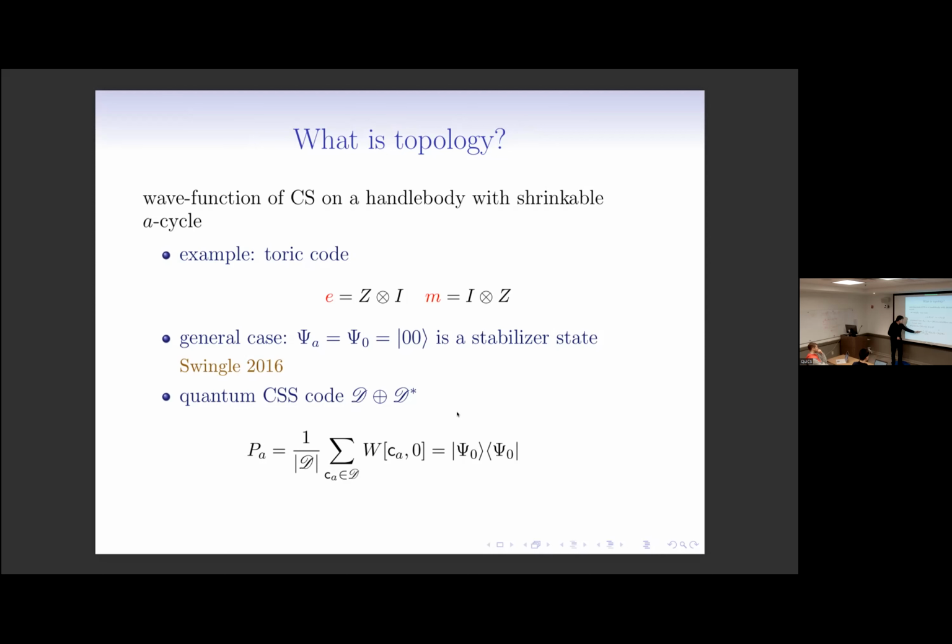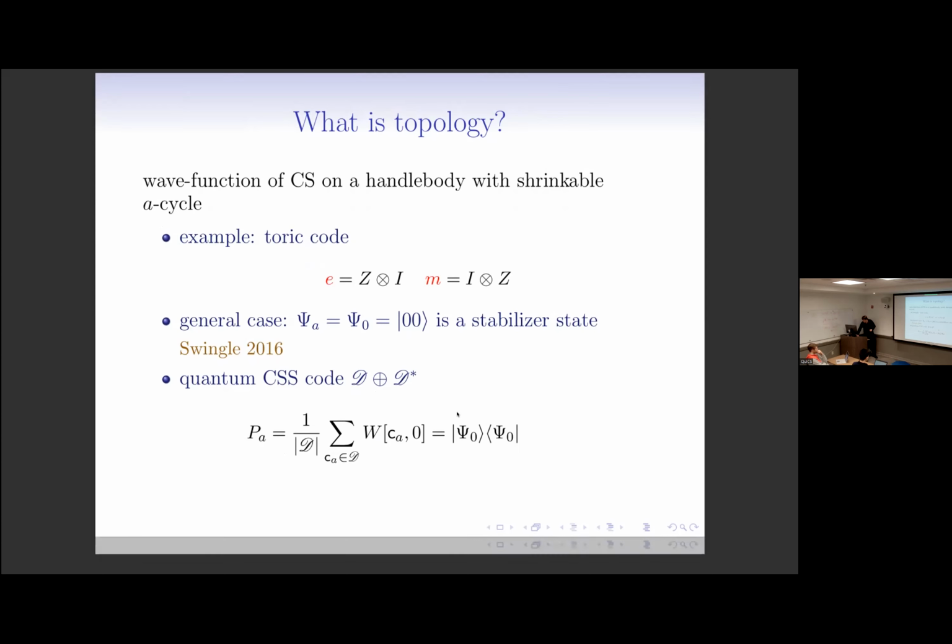There is an algebraic way to explain it. Actually, the observation that shrinking the A cycle gives a stabilizer state goes back to a rather famous paper by Brian Swingle. I believe Brian was your colleague here at Maryland back then. It's a rather famous paper, so it's not an entirely new result. Putting it in this context has not been done, so I'm just doing this synergy here.